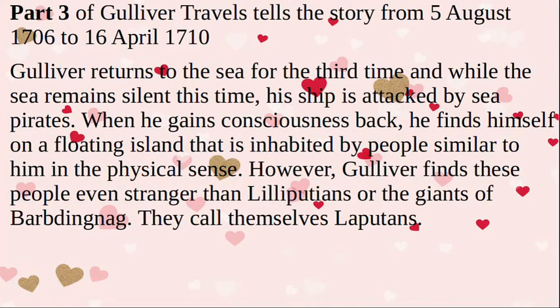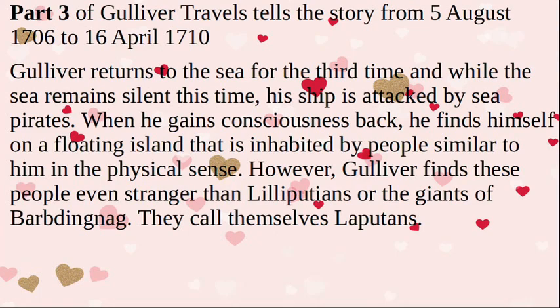Gulliver returns to the sea for the third time, and while the sea remains silent this time, his ship is attacked by sea pirates. When he regains consciousness, he finds himself on a floating island that is inhabited by people similar to him in the physical sense. However, Gulliver finds these people even stranger than the Lilliputians and the giants of Brobdingnag.